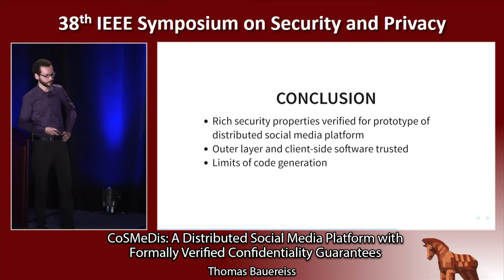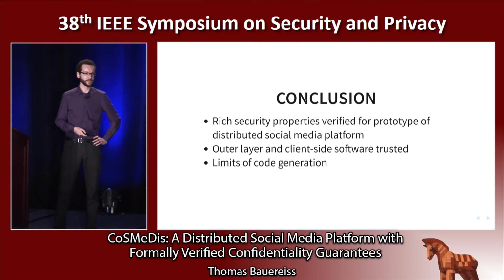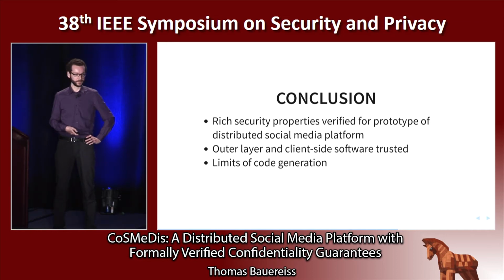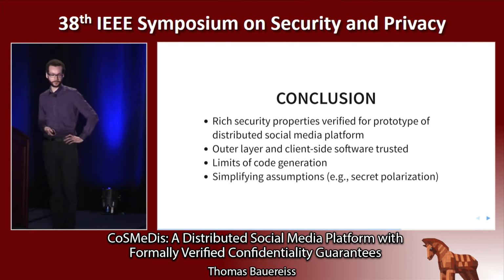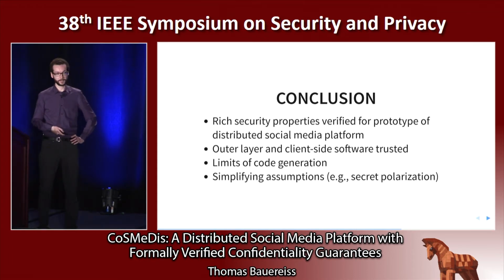There are also certain limits of code generation. The code that is generated by Isabelle is quite inefficient, so any improvements here on the efficiency of the code would be quite useful. And also relaxing the simplifying assumptions that we make, in particular the secret polarization, for example. That would be useful to allow our results to be applied to a broader class of systems.